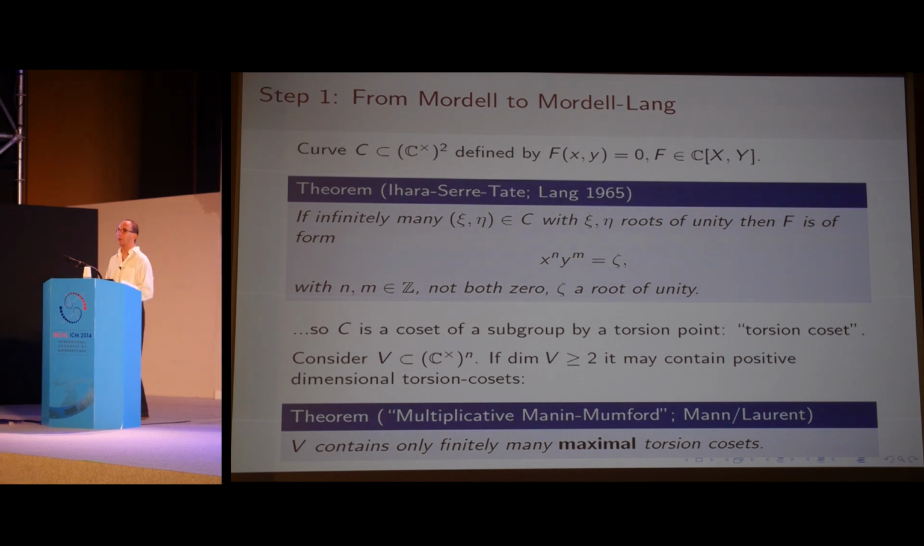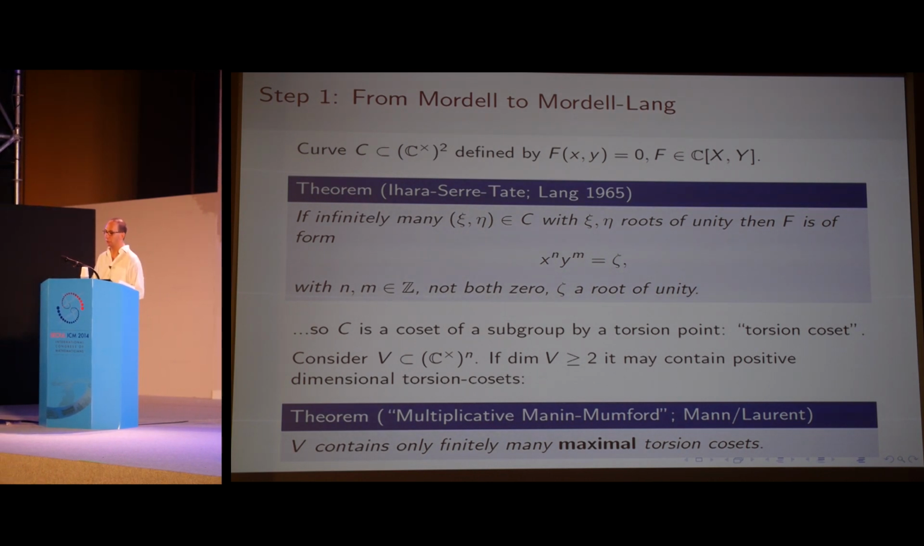So we consider an algebraic curve in the square of the multiplicative group. This is just the zero set of some irreducible bivariate polynomial in C star squared. We look for points on the curve whose coordinates are roots of unity, that is, they're torsion points in the group.